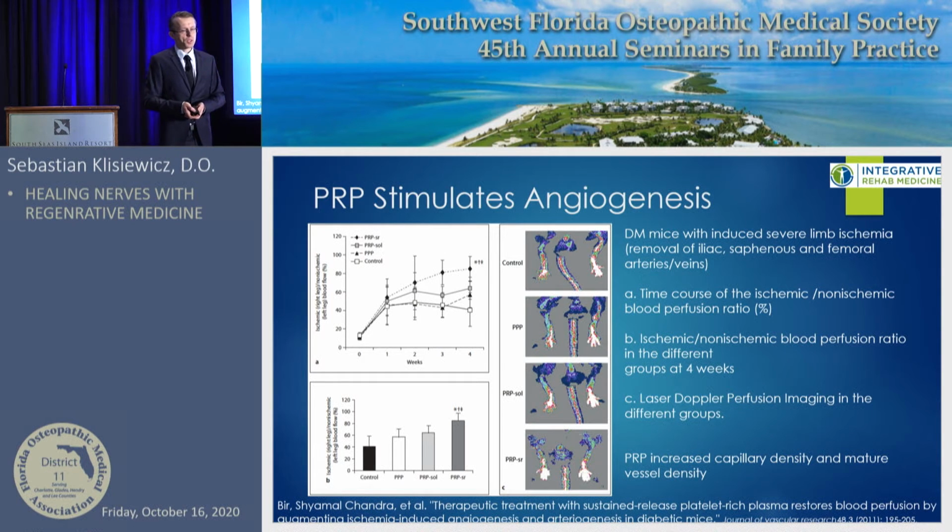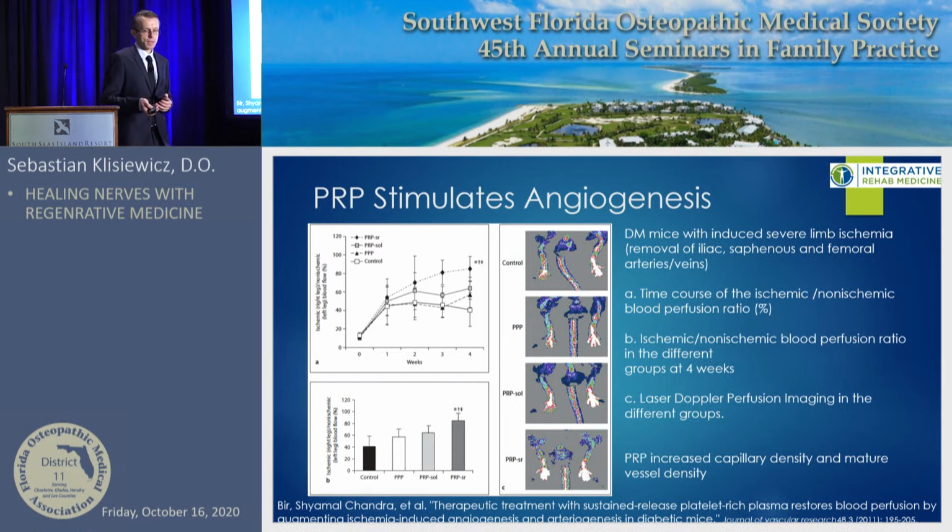We know that PRP stimulates angiogenesis, meaning it improves the blood vessels to grow to that area. And as I told you earlier, in diabetic neuropathy and all kinds of neuropathies, there's usually some kind of angiopathy. There's some kind of vascular disease that prevents that nerve from being healthy. So in order to heal that nerve, we need those blood vessels to grow to that area. And it's been shown in multiple studies that PRP can do that.